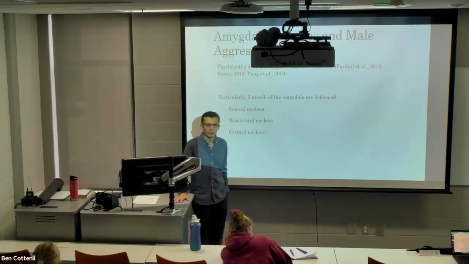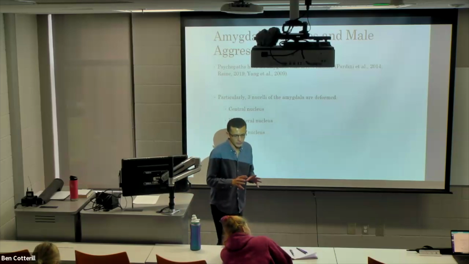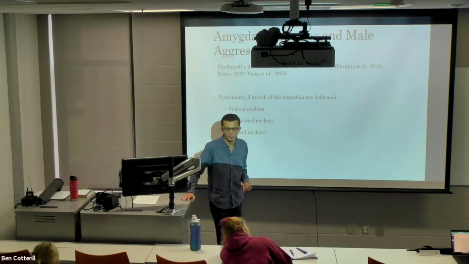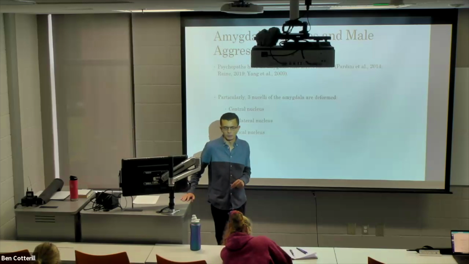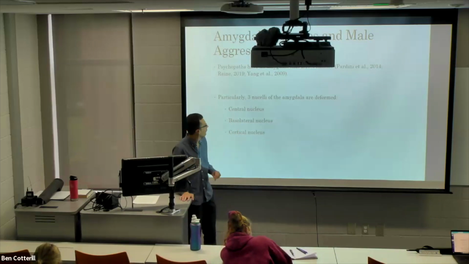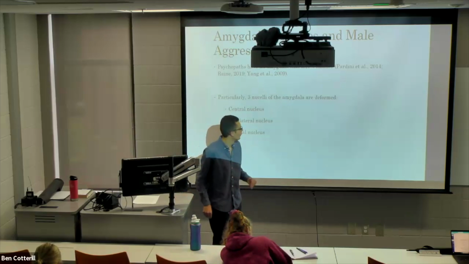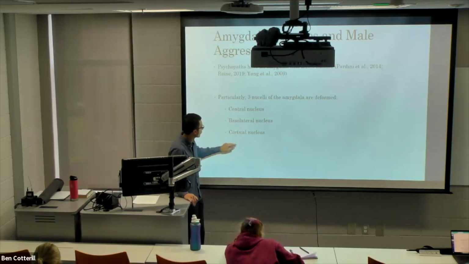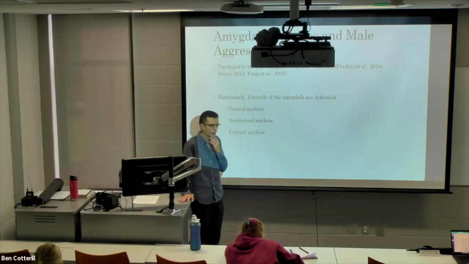Now, the amygdala is not just one thing, right? It's made up of substructures. And in Yang's paper, he broke it down into 13 different nuclei, okay? And the three that he found were most deformed in the psychopaths were these three here: the central nucleus, basolateral nucleus, and the cortical nucleus, okay?